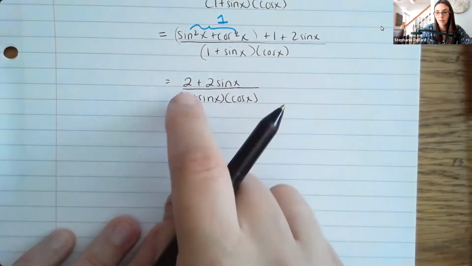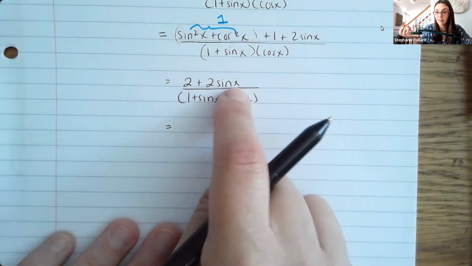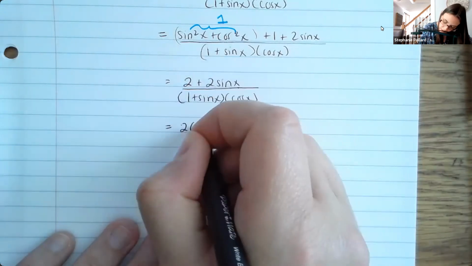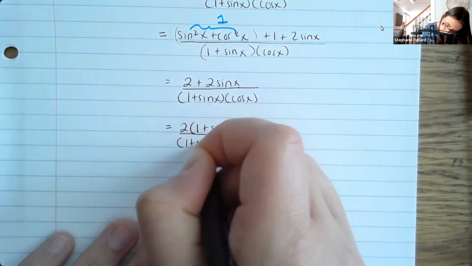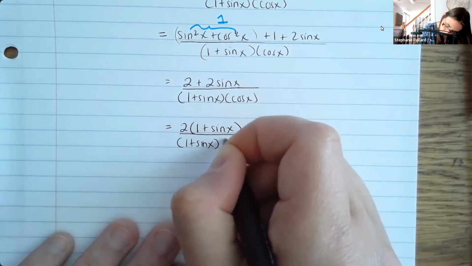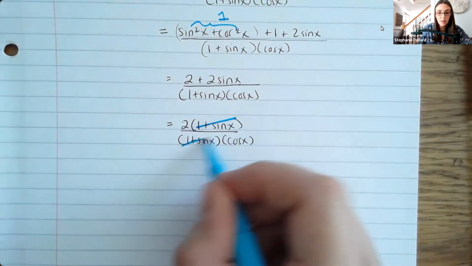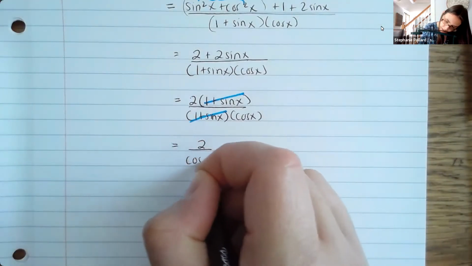Now here I see a 2 plus 2. Be careful there. 2 plus 2 is not 4 here. These are different things: 2 plus 2 sine x. But I can factor that 2 out. So 2 times, and then there'll be a 1 there and a sine x here. I do see that 1 plus sine x will cancel. And I'm left with 2 over cosine x.